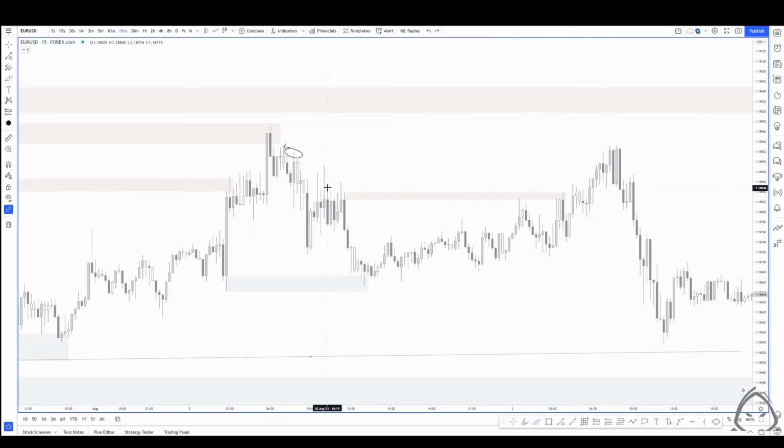So we have sweep of liquidity, we have a mitigation, we have a sweep of liquidity, we have a mitigation of this, and then we have a break of structure.